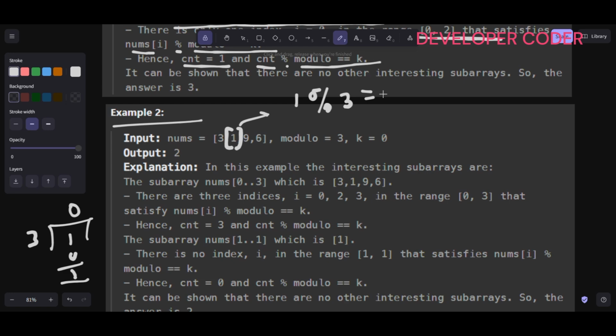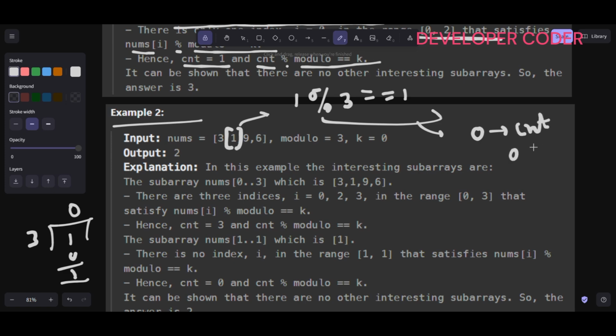Okay, remainder is coming as 1 here. 1 modulo 3, remainder is coming as 1. So now this is not equal to k, right? So tell me, how many valid counts are there? Valid numbers, so 0. Okay, 0 is nice, the count, zeros are valid.